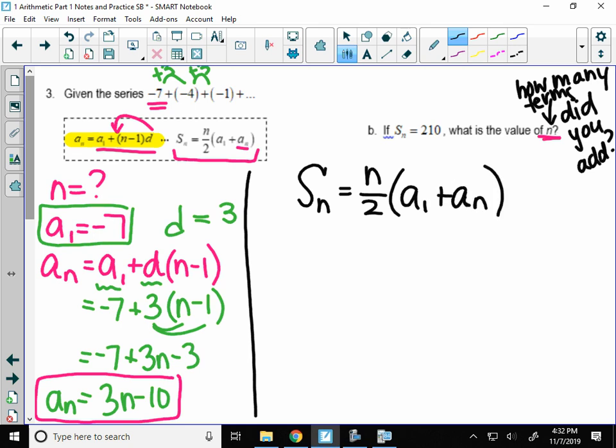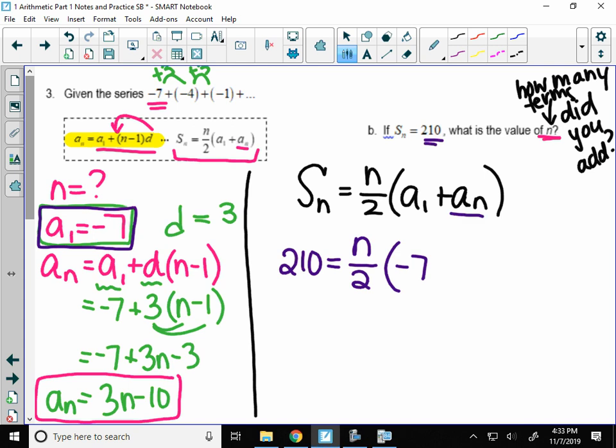All right, S sub n. I have a value for S sub n, this thing on the left here, and it's 210. So I'm going to replace that S sub n with 210. I don't know what n is, so I'm just going to write n down. I do know what a sub 1 is. Remember, that's over here. We found it. That's -7. I do know what a sub n is. Again, that's that formula we just calculated. A sub n is 3n minus 10. So I'm going to put that in for a sub n.